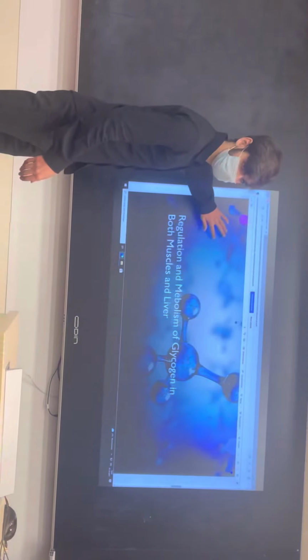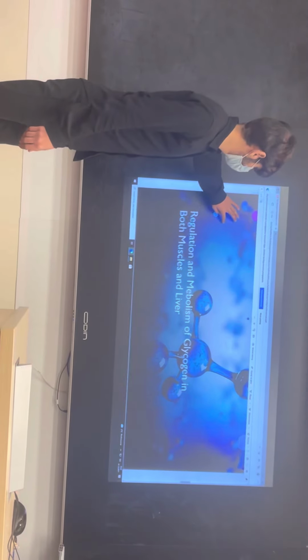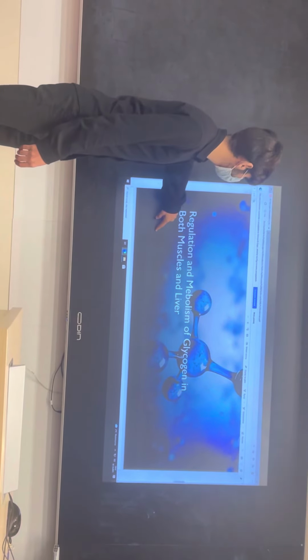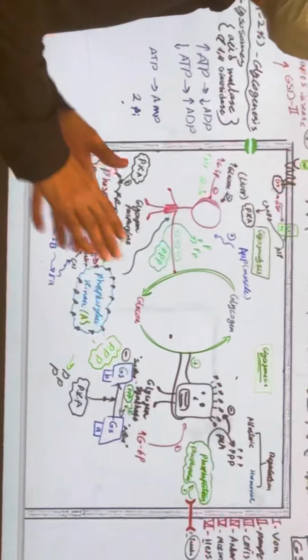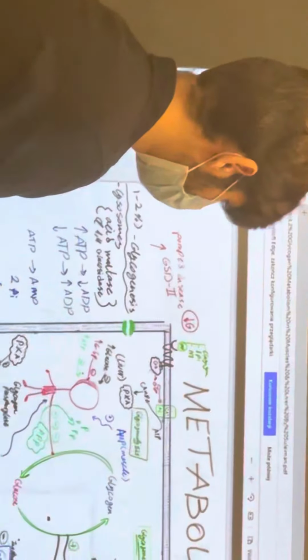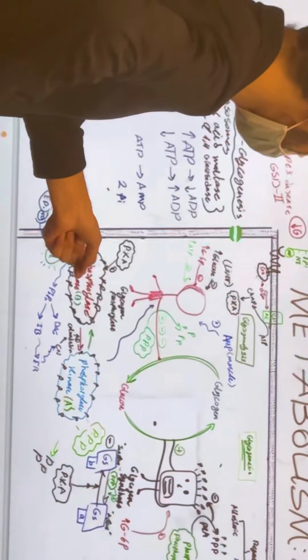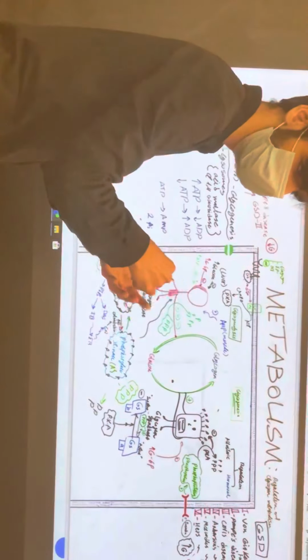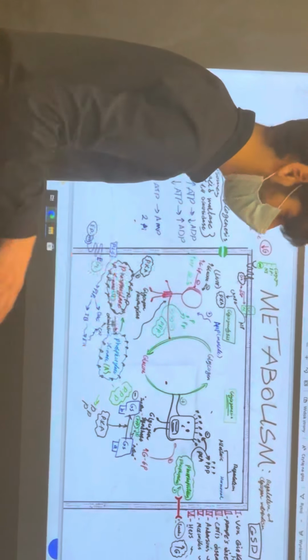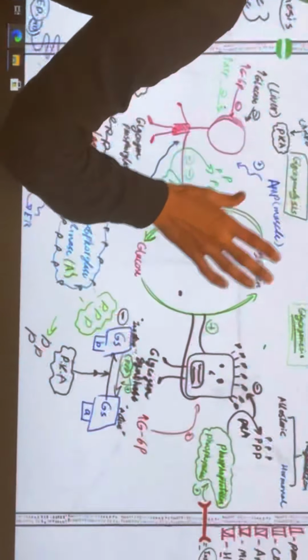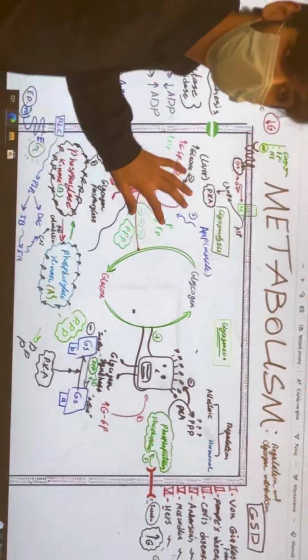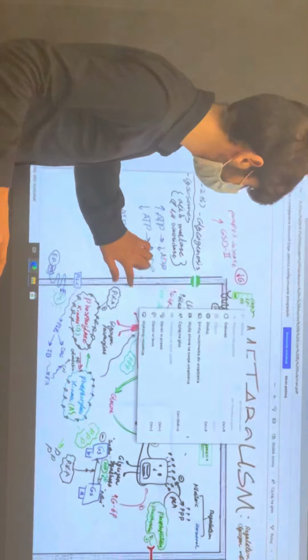Okay, now we'll come to the main topic: regulation and metabolism of glycogen in both muscles and liver. This is my favorite picture. There are some mistakes I made while I wrote it, but when I explain, I will tell it correctly. Let's begin with the two main enzymes involved in glycogen metabolism.